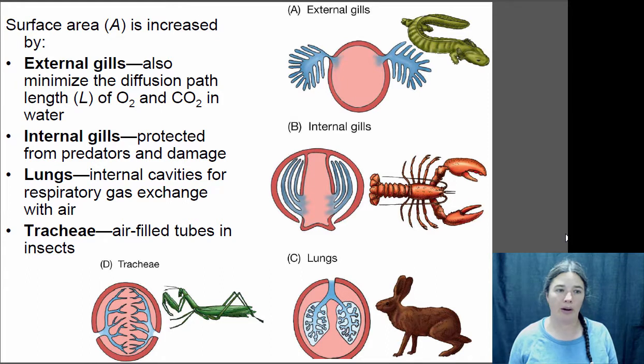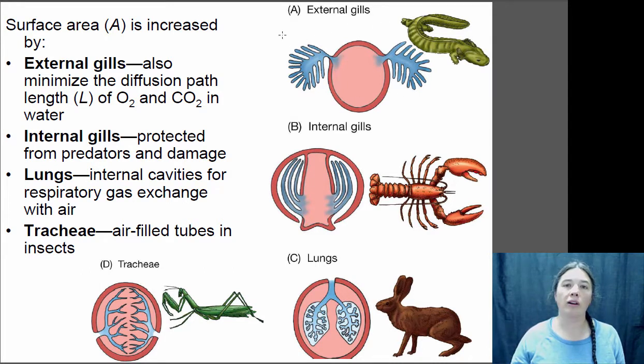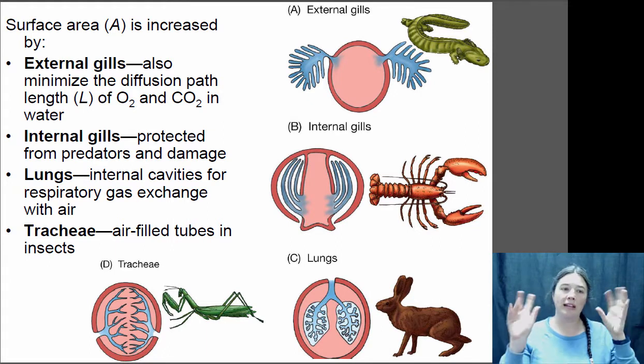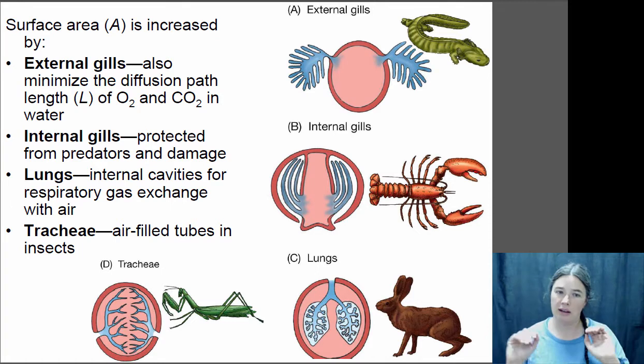All right, so we have a few examples here. Some aquatic organisms have external gills. These are the feathery gills on a newt. Internal gills, fish and also things like lobsters have internal gills. And then if you're an air-breathing animal, you might have lungs or tracheae. Again, in each of these cases, they've got many branches, many little convolutions that are increasing the surface area.